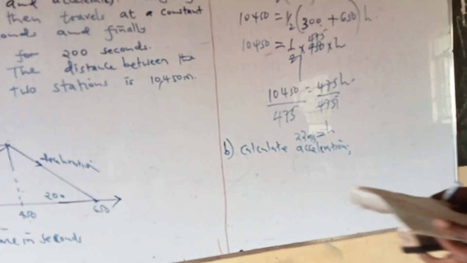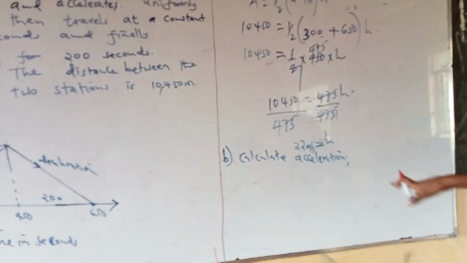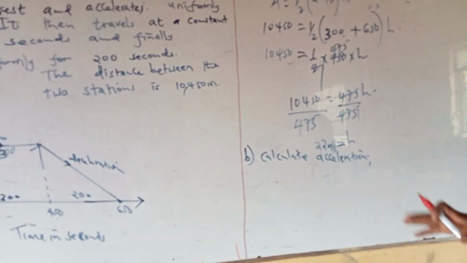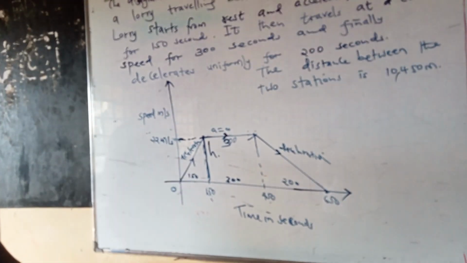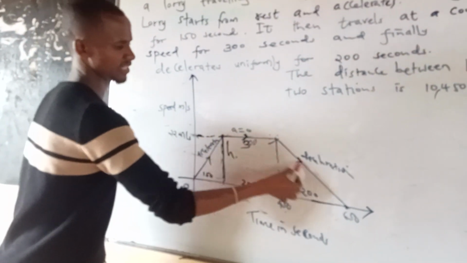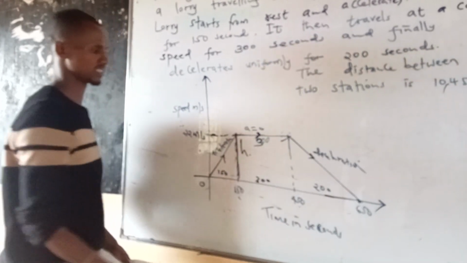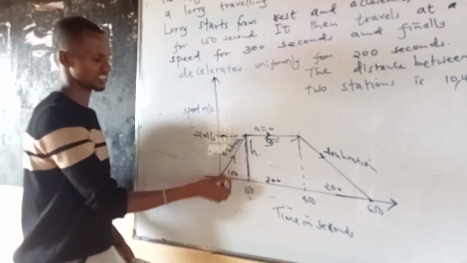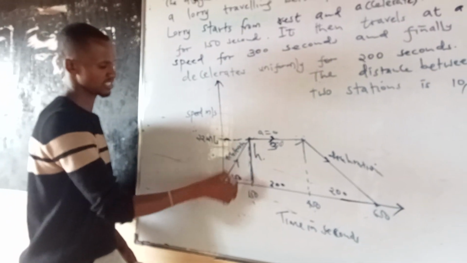Calculate the acceleration. Acceleration, we say that is the change in speed over change in time. And the part of the graph that is showing acceleration is this part. Because this acceleration is 0, and this one is deceleration, the acceleration is negative. So the only part that is showing acceleration, or increase in speed with time, is this part here.